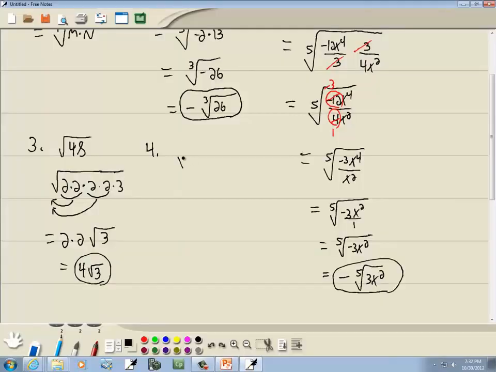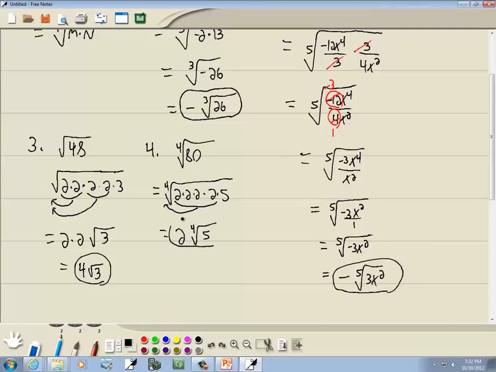Okay, let's look at the fourth root of 80. 80 is 8 times 10, so that's 2 times 2 times 2 times 2 times 5: 2, 4, 8, 16, okay, that'd be right. Now our index is 4, which means we're looking for a set of 4 of something. Well, here are four 2's, so those four 2's are going to come out in front as a single 2. So we got 2 fourth root of 5. And that's our answer.